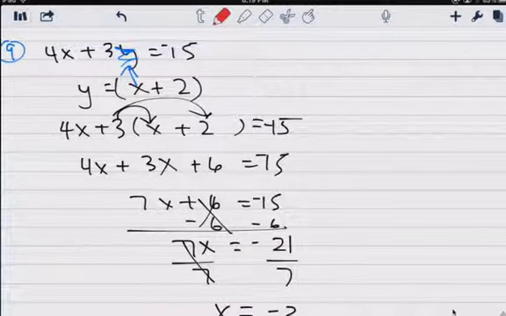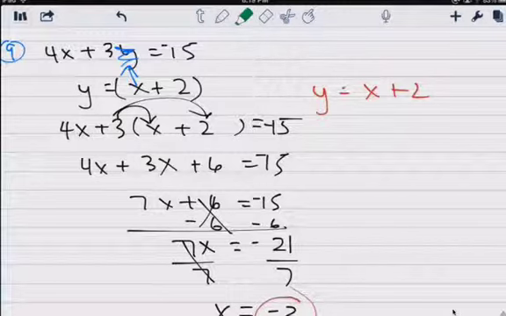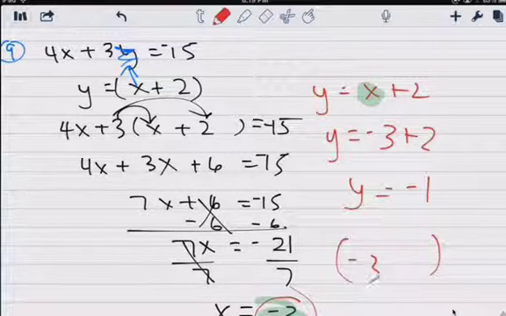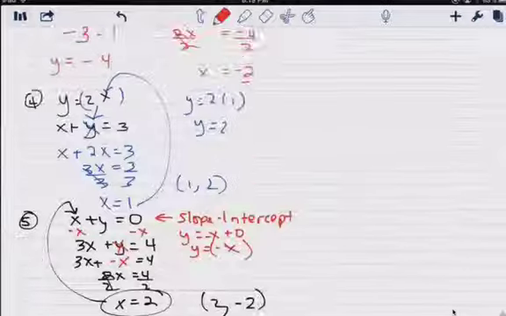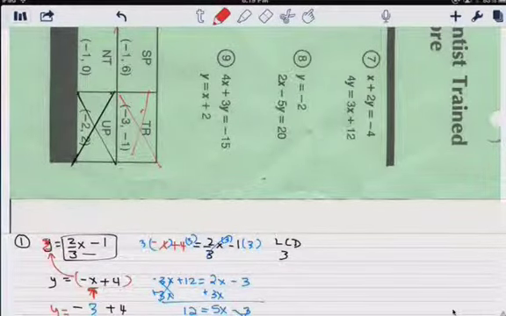So if y equals x plus 2, and x is negative 3, then y equals negative 3 plus 2, y equals negative 1. So negative 3, negative 1, that is marked off. So you guys figure out the riddle, and I'm going to stop the recording.